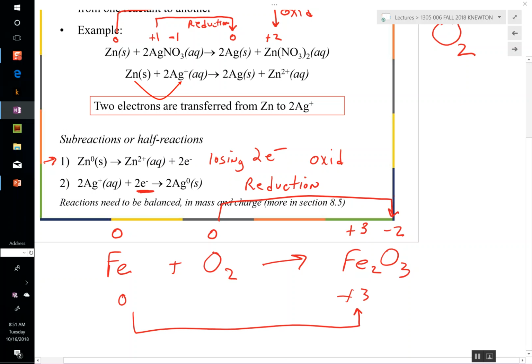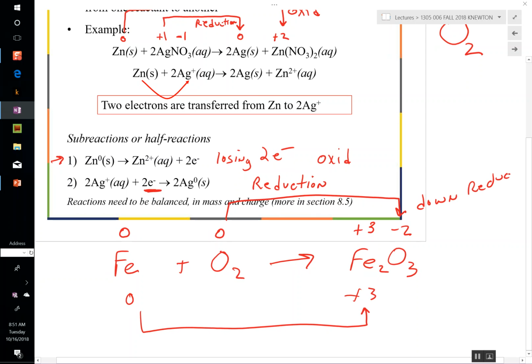So the oxygen charge went down, or reduced. That's reduction. So the oxygen was reduced, underwent reduction, and it oxidized the iron. The iron got oxidized. This is oxidation.